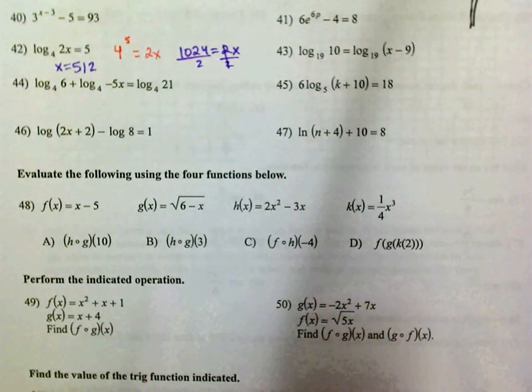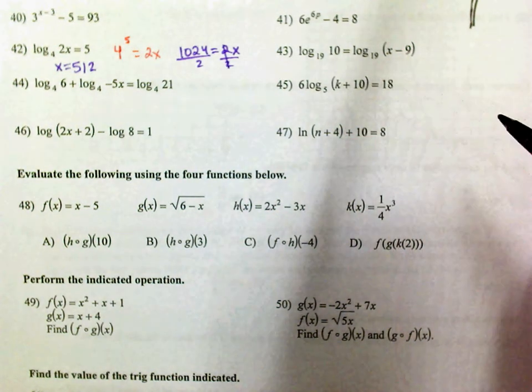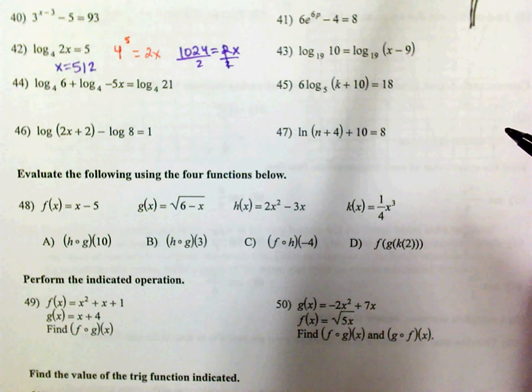On 43, you've got a different log type equation. You got log base 19 of 10 equals log base 19 of x minus 9. What can you do? Ryan said I can cancel the logs. Can I do that? Why?